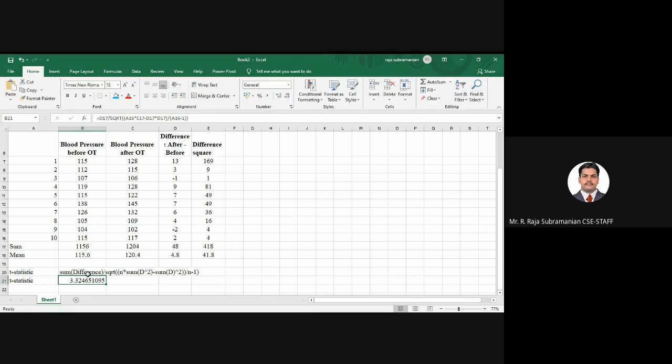Now I repeat, what is the formula actually? The sum of difference divided by square root of n into sum of d squared minus sum of d the whole square, divided by n minus 1, right? So keep this in mind so that it will be very clear how to do those t statistics, right? Anyway, I will use Word and paste the picture here so that the formula picture will help us more. Let me open the Word.